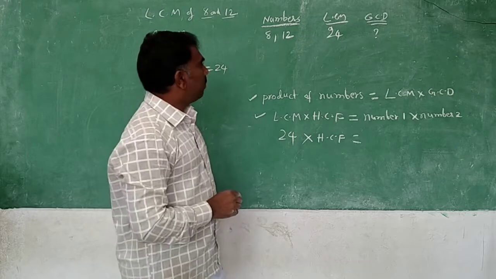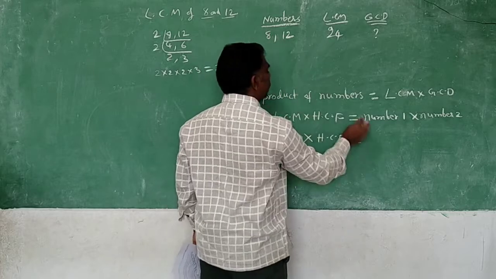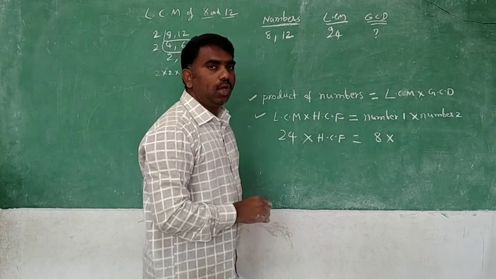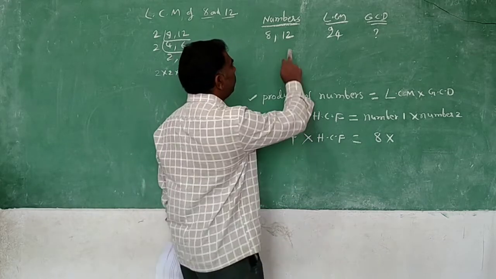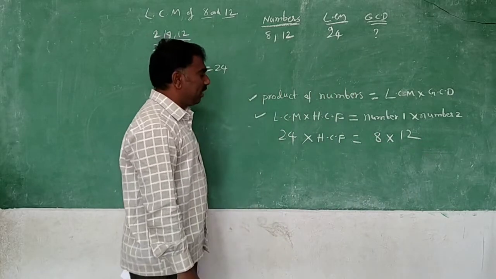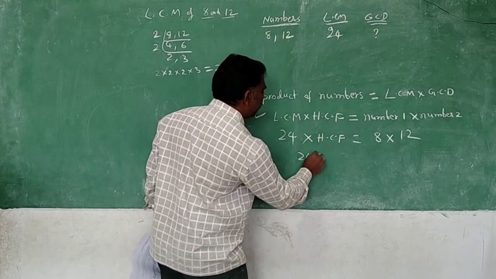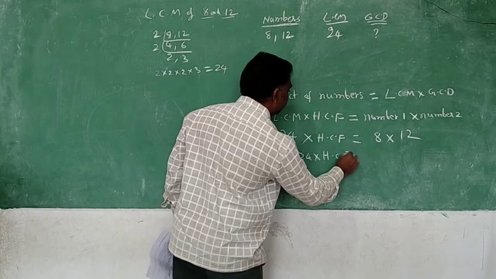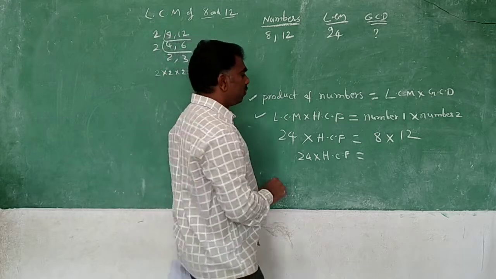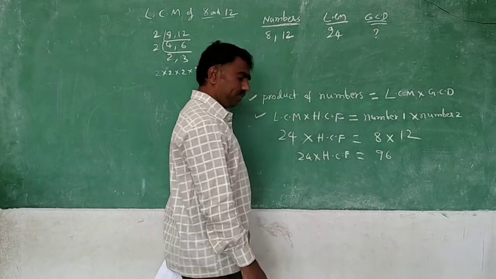Then next, where is number 1 here? In this problem, number 1 is 8 and number 2 is 12. Since we don't know the HCF, we can't multiply on that side, so we write it like this only. On the other side I can multiply because both numbers are there: 12 into 8 is equal to 96.